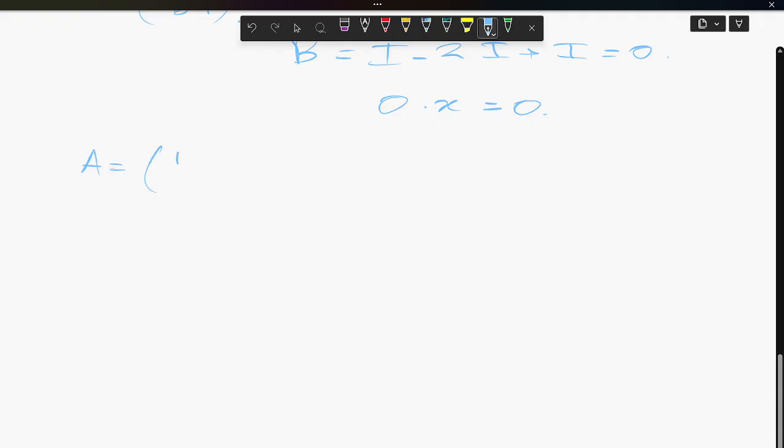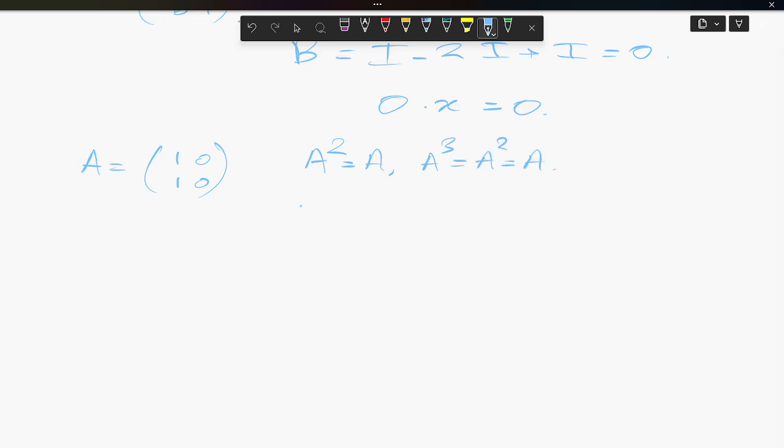Let us take A to be [1 0; 1 0], because we have to check that the row sum is 1 and that remains the same for all rows. Okay, so each row sum is equal to 1. We can easily say that A square is equal to A and A cube is equal to A square, which is equal to A. So B should be A minus 2A plus A, so that is equal to 0. So again B equals 0, so the infinitely many solutions condition appears. Okay.